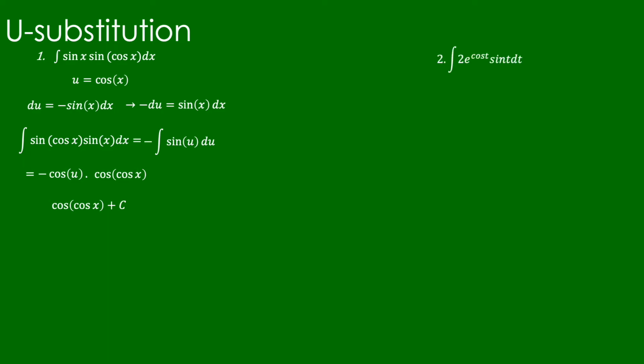Now let's go to number 2. We'll apply U sub to this problem: the integral of 2e to the cosine t times sine of t. A suitable U sub would be u equals cosine t. The derivative, negative sine t dt. Now we can rewrite the integral as this. Cosine t gets replaced by u, sine t dt gets replaced with negative du. This is in the format where we can find the antiderivative.